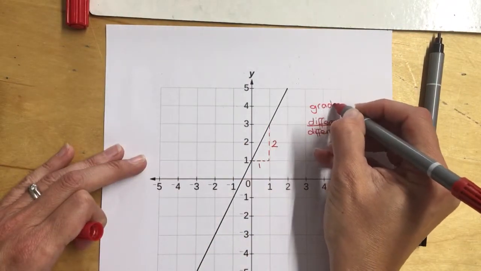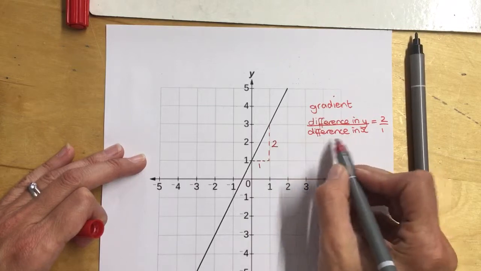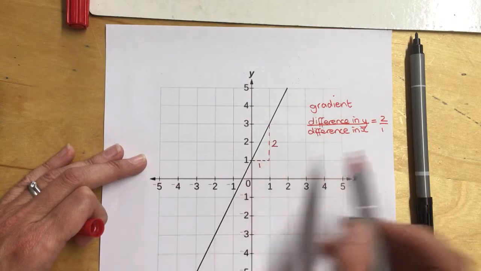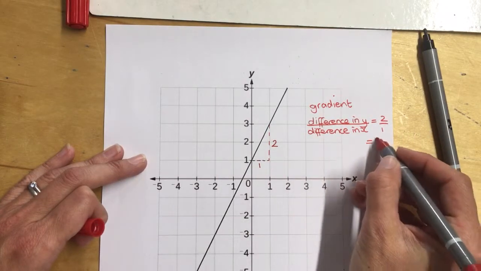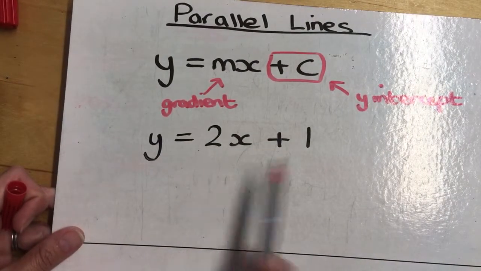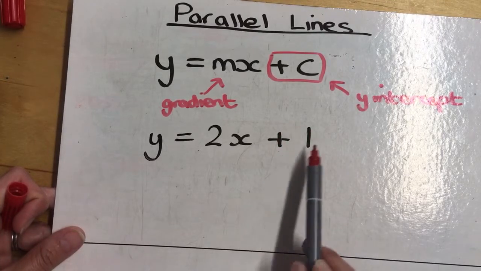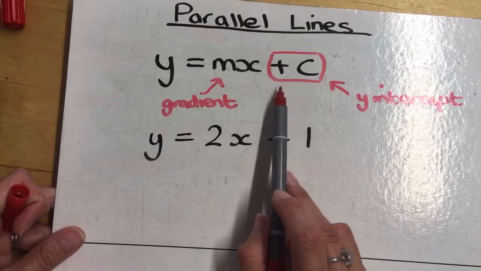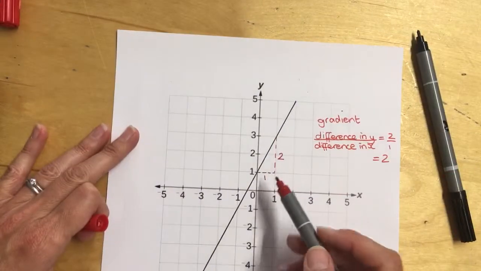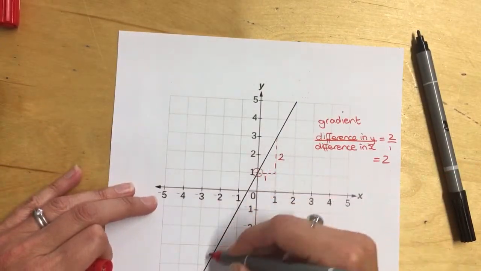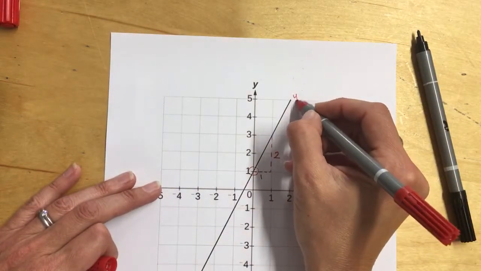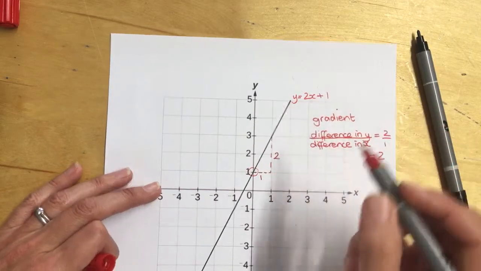is the difference in y divided by the difference in x, and in this case the difference in y is 2 and the difference in x is 1, so it's 2 divided by 1, which is 2. So this gives us our gradient of 2. Now it crosses the y-axis at 1 because the constant value that's after the x is plus 1. So we see on the graph here that the line is crossing the y-axis at 1. So this is why this line is y equals 2x plus 1.